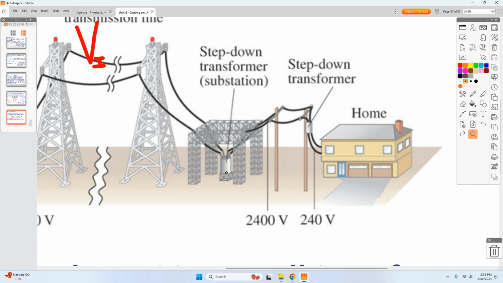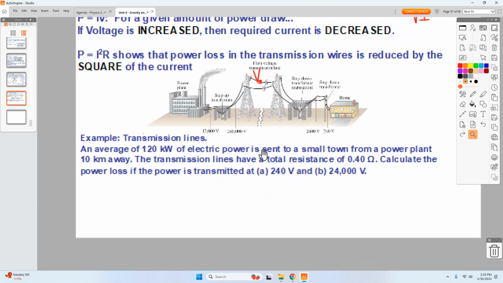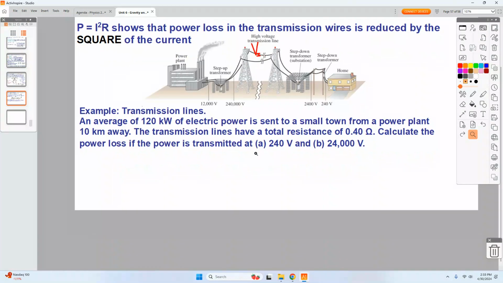Now, what I'd like you guys to do is follow along with the mathematics, how you would determine the energy loss in those wires. If I have 120 kilowatts, that's 120,000 watts of power, that I want to transmit to a town that's 10 kilometers away. The transmission lines have a total resistance of 0.4 ohms. So there's some energy loss in those wires. Calculate the power loss if the power is transmitted at 240 volts versus 24,000 volts.